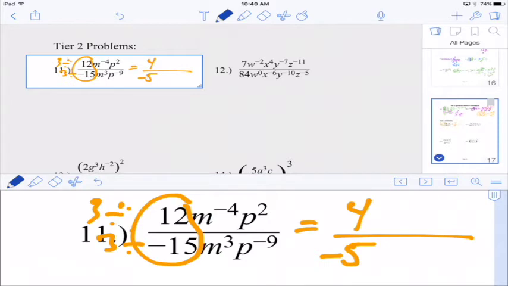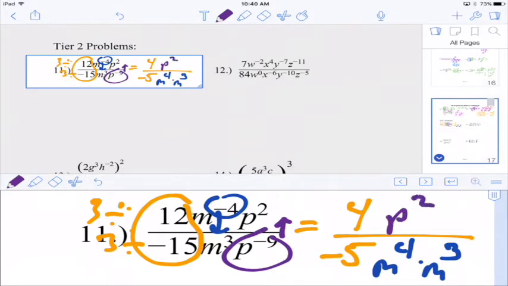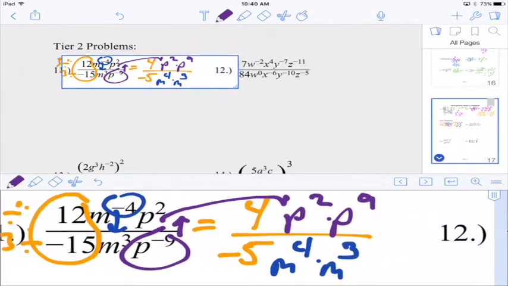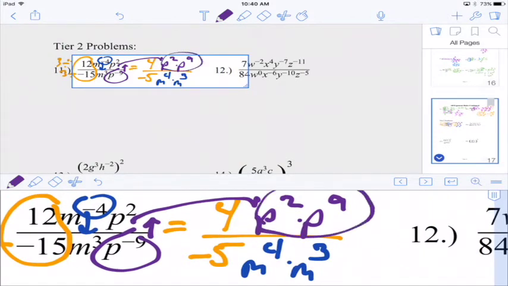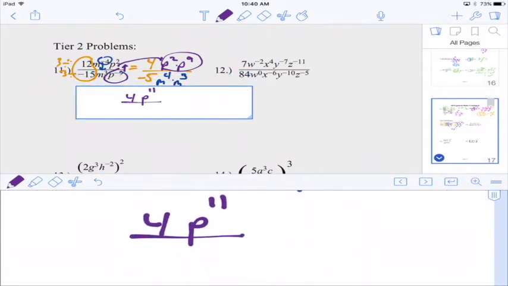Then I have m to the -4th and m cubed. So I'm going to move my -4th down to the denominator as m to the 4th times m cubed. Then I'm going to move my -9th up to the numerator. So I've got p squared left over times p to the 9th. And now I can multiply, so I'll add exponents. So 4 times p to the 11th over -5 m to the 7th.